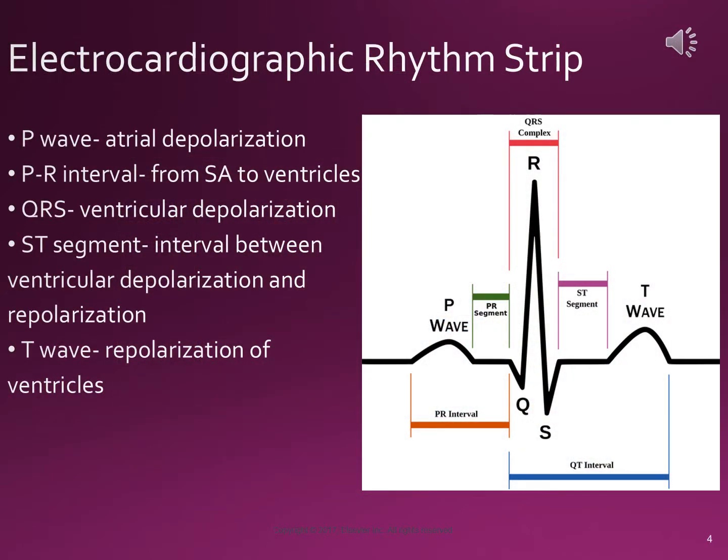We talked about the electrophysiology of the heart just a little bit when we did in the A and P, and here is how you can objectively measure the electrophysiology of the heart through an electrocardiographic rhythm strip, an ECG or an EKG reading. So what you have here is the electrical activity in one cardiac cycle.